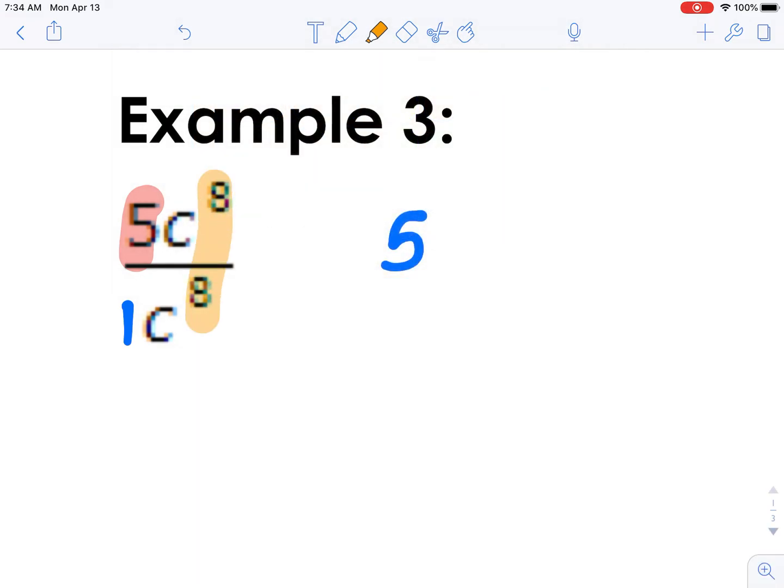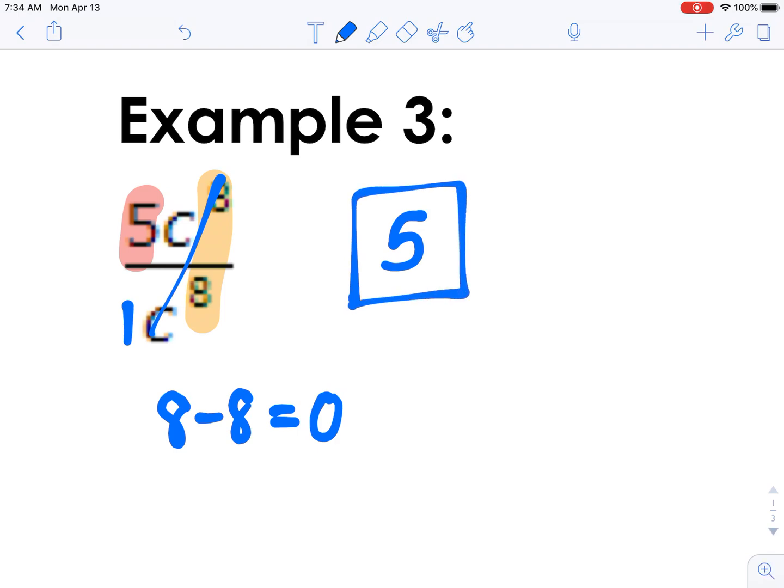6 to the 8 over 6 to the 8. If they're ever the same, they cross off. If you think of it as 8 minus 8, you get 0. I would just cross them off, and your final answer is 5.